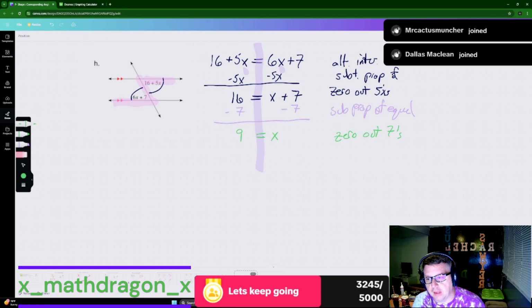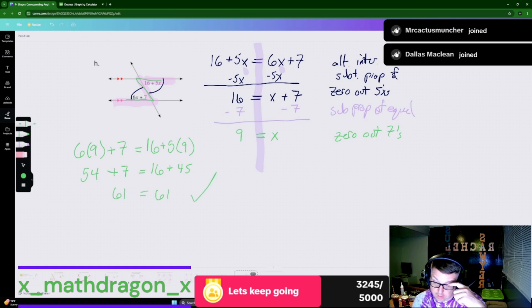Once again, plug it back in. We're going to do 6 times 9 plus 7, or 16 plus 5 times 9, because hopefully these two are equal to each other since we had alternate interior angles. So this will be 54 plus 7, and this will be 16 plus 45. So 61, 61. Checks out. There we go. And we know we have the right answer.